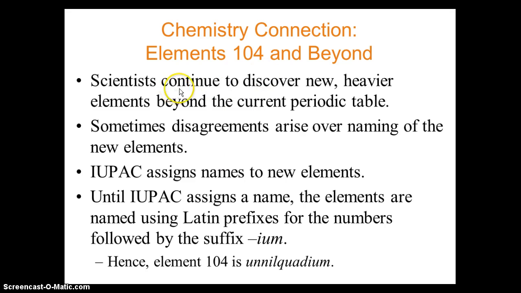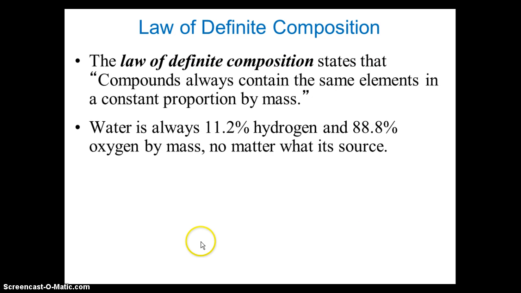Scientists continue to discover new, heavier elements beyond the current periodic table. Sometimes disagreement arises over naming new elements. So IUPAC assigns names to new elements. Until IUPAC assigns a name, elements are named using Latin prefixes for the numbers followed by the suffix -ium. You can see element 104 is unnilquadium. We'll talk about the law of definite composition in the next slide.